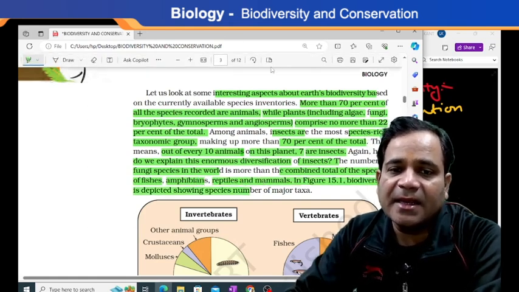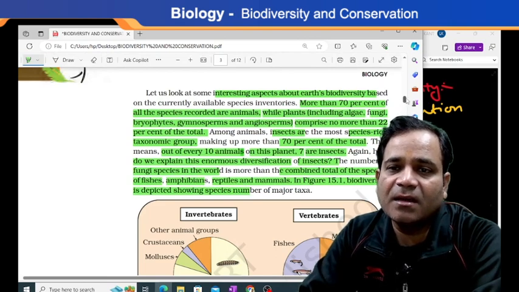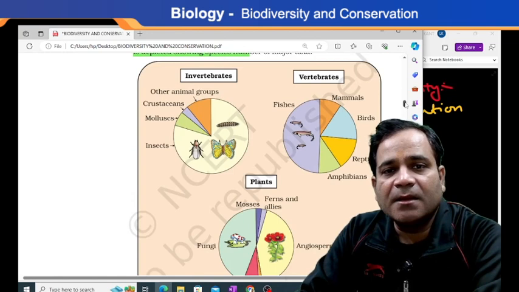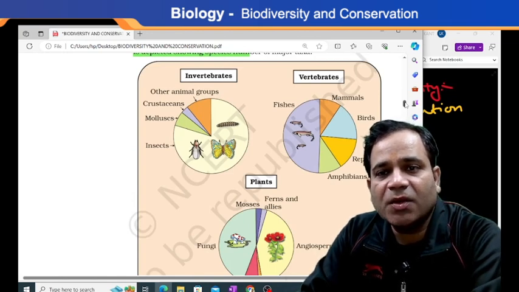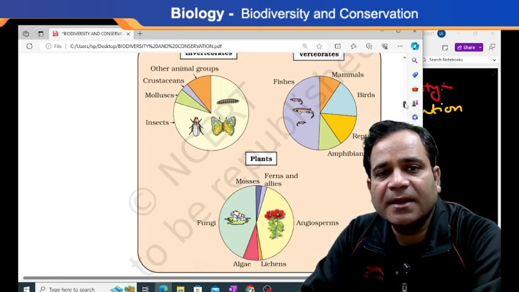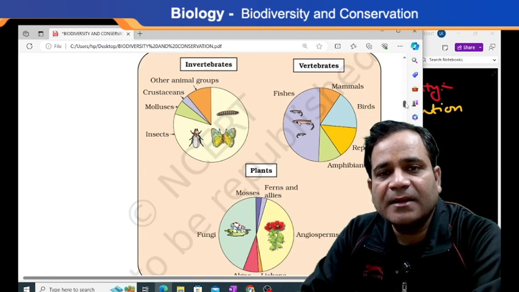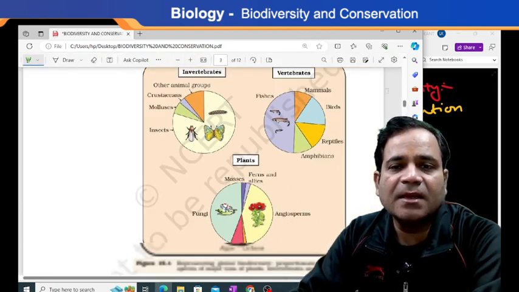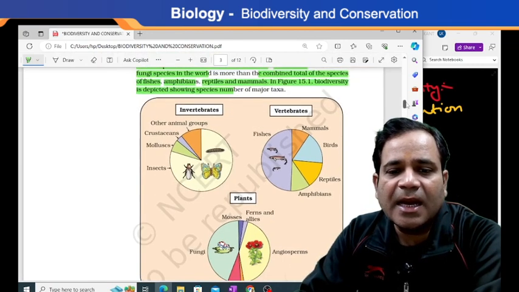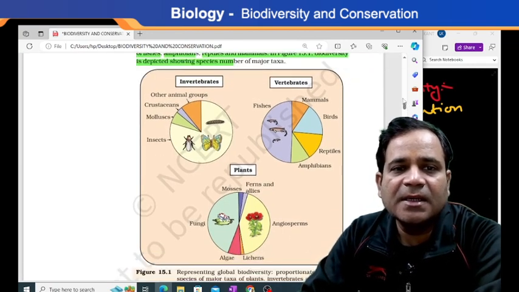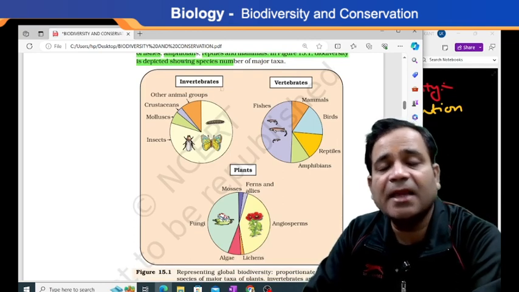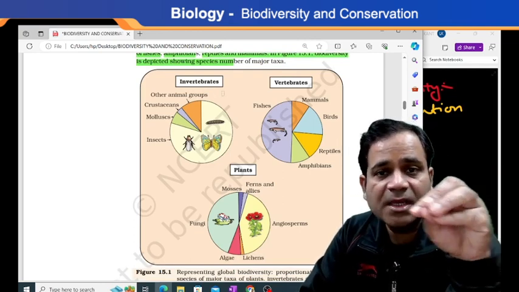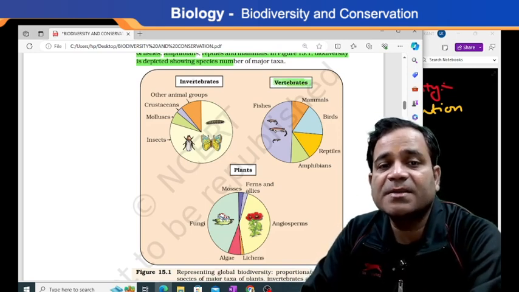Let's see this by showing a graph. This one is given in your NCERT. Check out your NCERT book and check this one thing. See what I'm showing you. Here, the invertebrates. Invertebrate means what? The organisms which do not have any backbone. And vertebrates, the organisms which have a backbone.